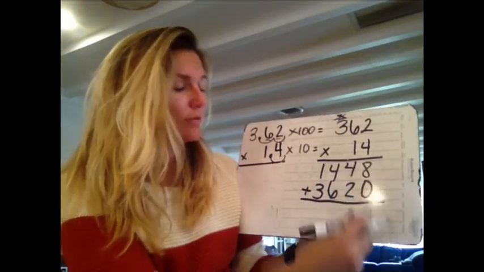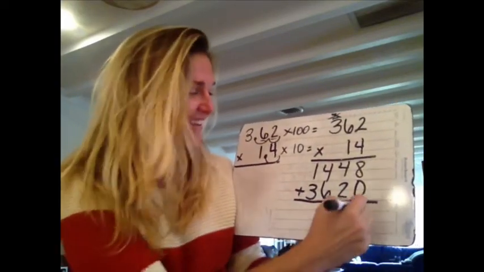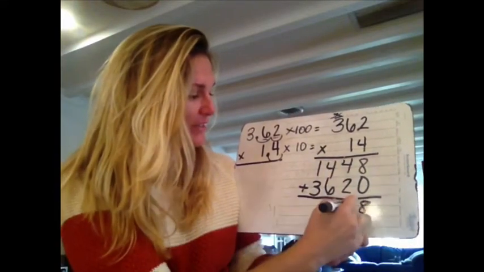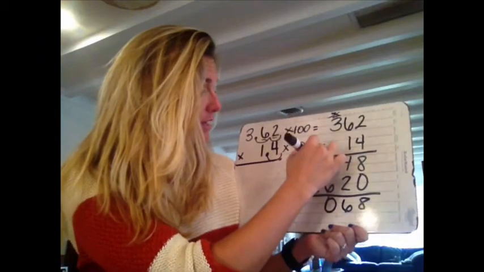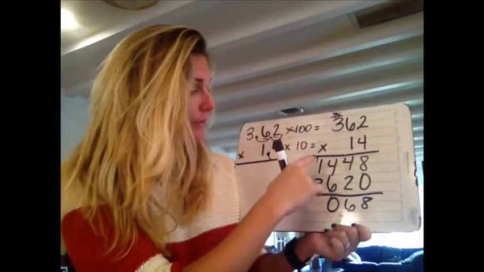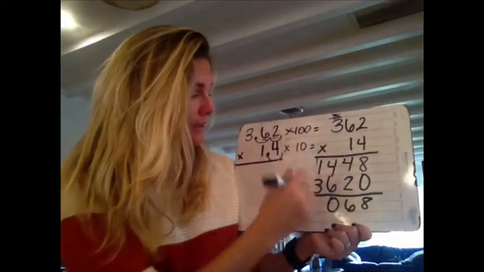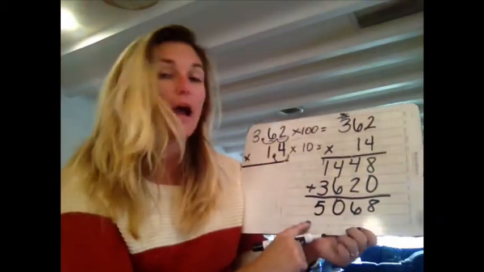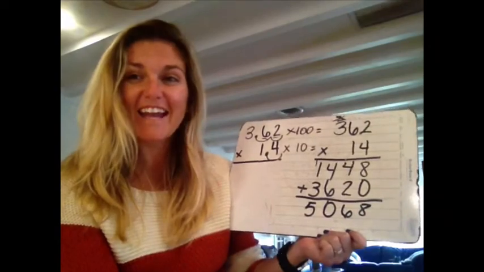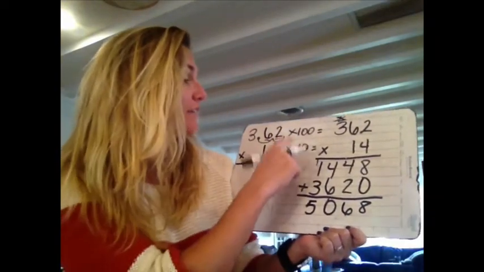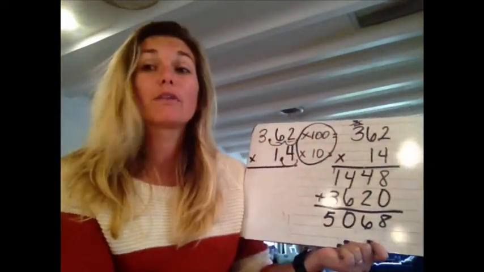4 plus 0, 8 plus 0 is 8. 4 plus 2 is 6. 6 plus 4 is 10. Drop my 0. Carry my 1. 3 plus 1 is 4. Plus another 1 is 5. So I have 5,068 as my answer. But I definitely need to do the inverse operation so that I have my decimal point in the right spot.